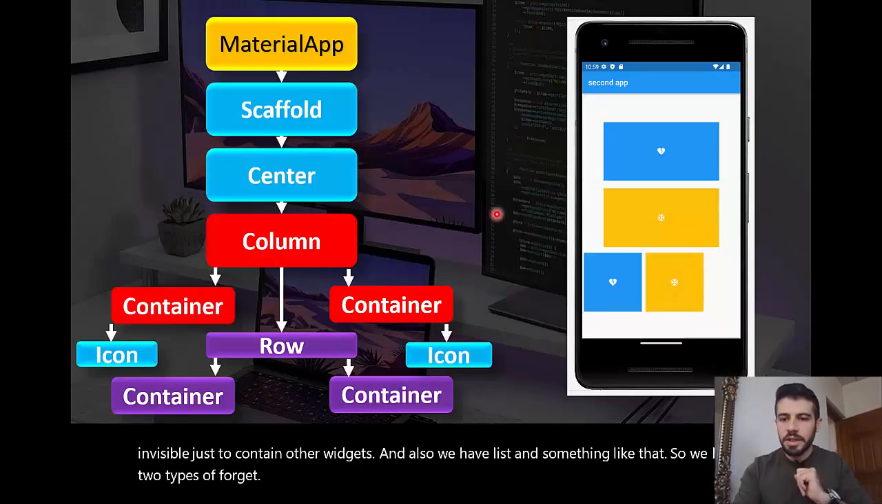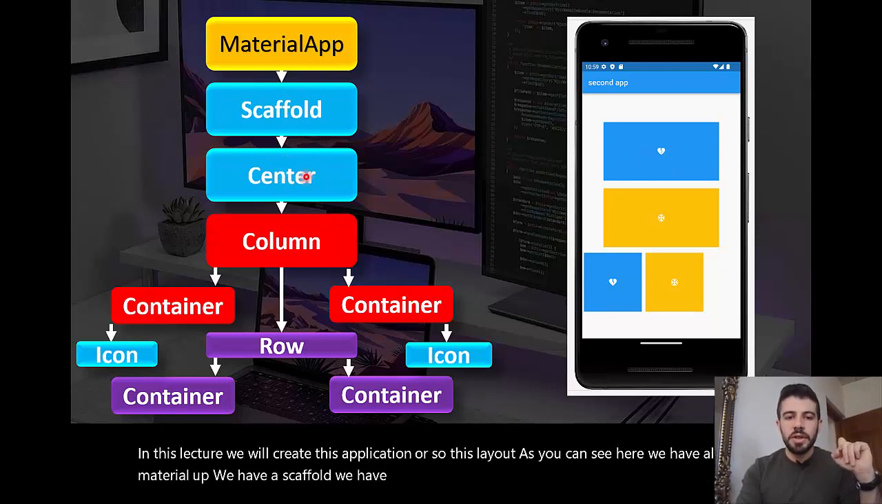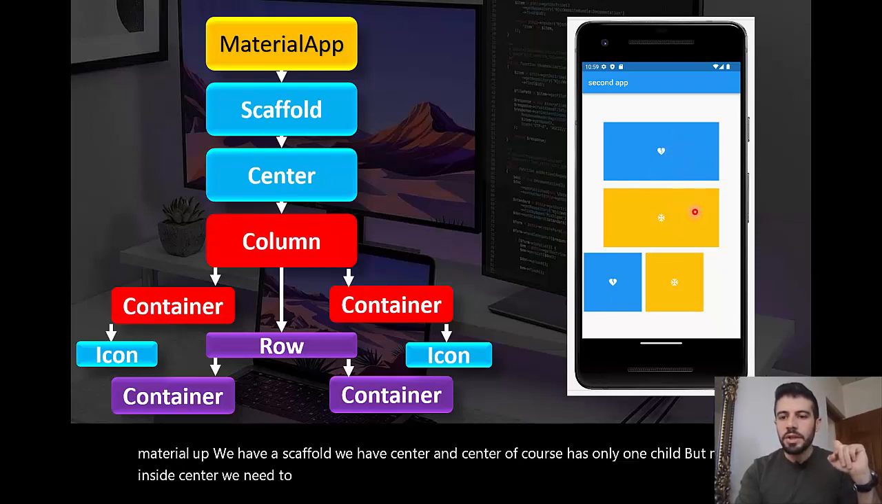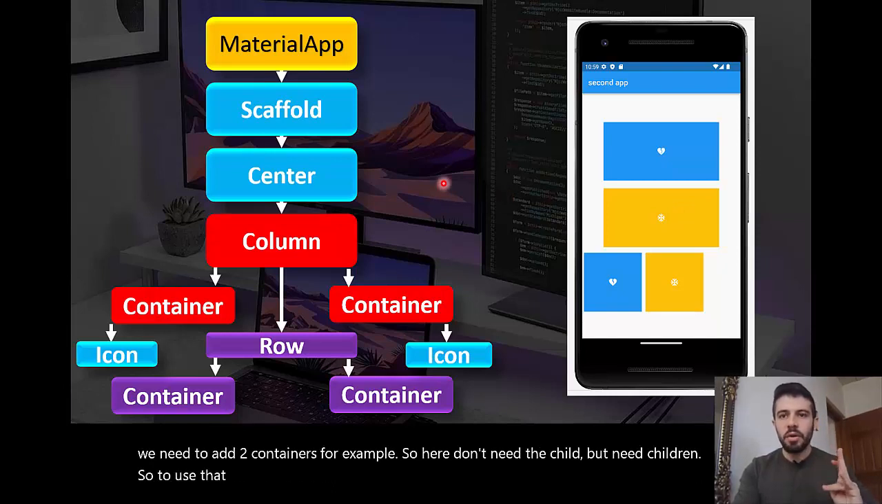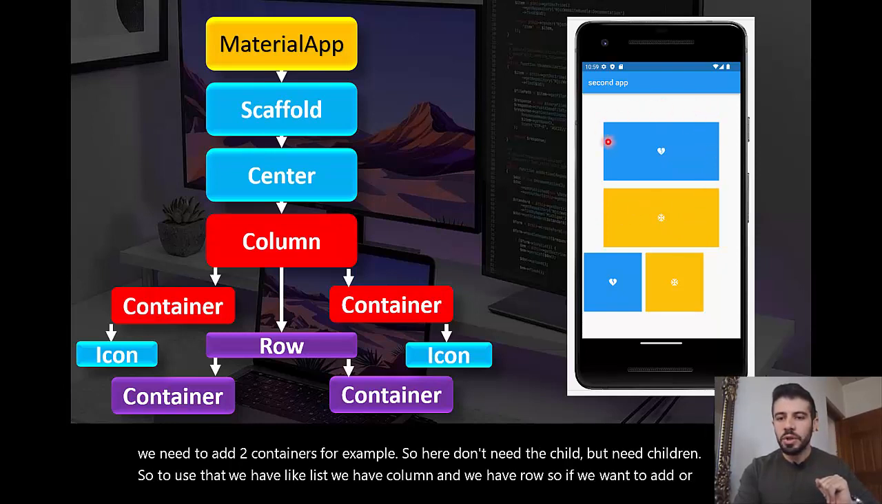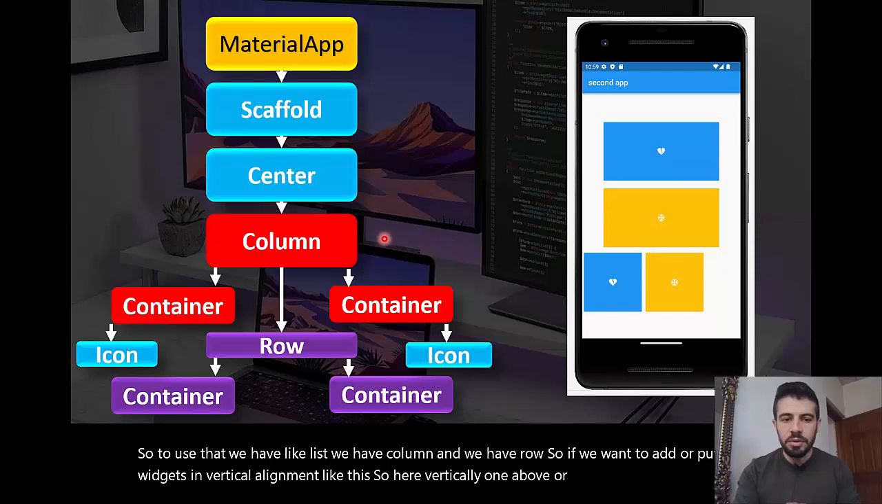In this lecture we will create this application, also this layout. As you can see here, we have also material app, we have a scaffold, we have center, and center of course has only one child. But now inside center we need to add two children, not only one container, but two containers, for example. So here we don't need child but children. To use that, we have list, we have column, and we have row. If we want to put the widgets in vertical alignment like this, one above or one below the other, we can use column.